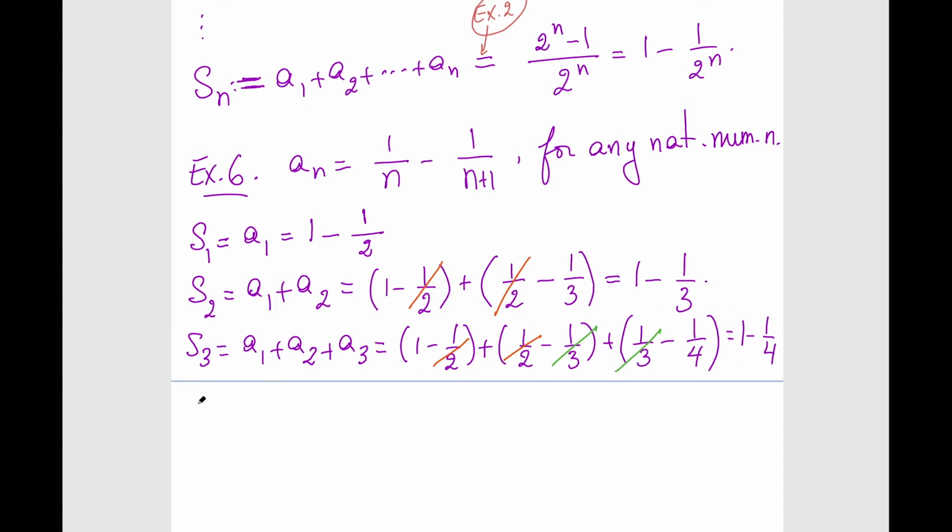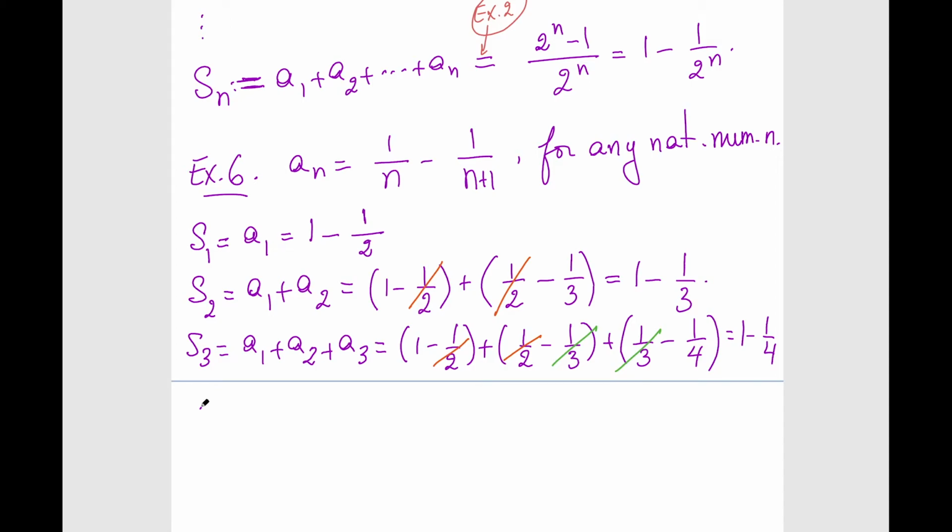Can you anticipate what S4 is going to be? Apparently it's going to be 1 minus 1 over that index plus 1, right? 4 is the index plus 1. 3 is the index 2 plus 1. 2 is the index 1 plus 1. So apparently S4 is going to be 1 minus 1 over 5.